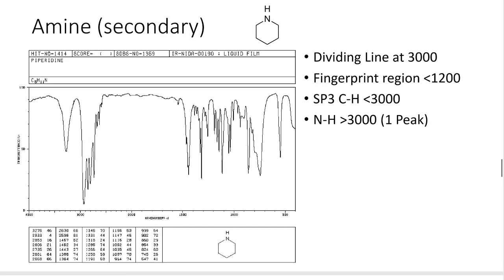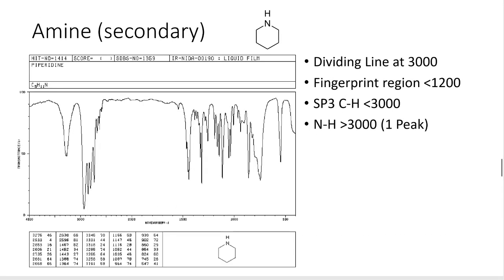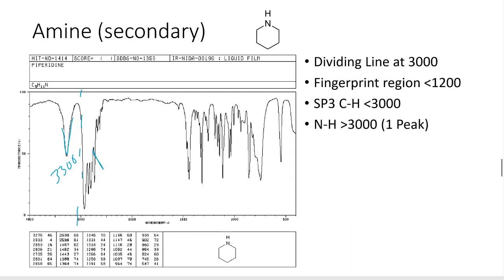A secondary amine, such as piperidine here, only has 1 hydrogen on it. And because it only has 1 hydrogen, it can only vibrate in one way. So we only see 1 peak in that 3300 region for a secondary amine. Again, it has hydrogen bonding, so this peak is a little broader than you would expect for something that doesn't have hydrogen bonding. And just below 3000 we have our sp3 CH stretch. The only other important region here is the fingerprint region, which is below 1500.